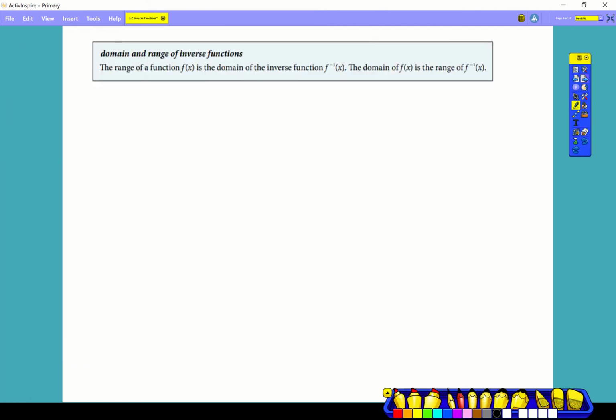Once again, the range of f of x is the domain of the inverse, and the domain of f of x is the range of the inverse. Just like what we were talking about.